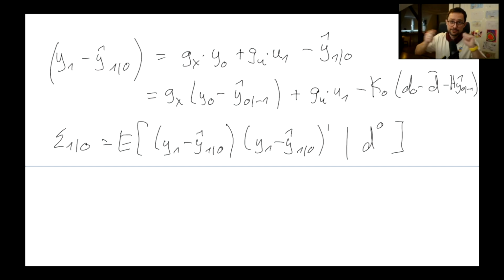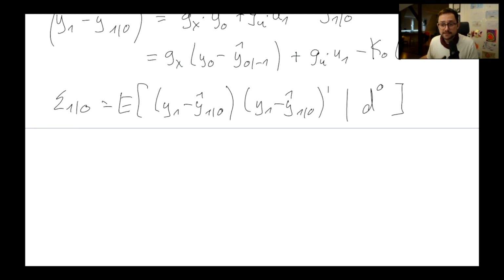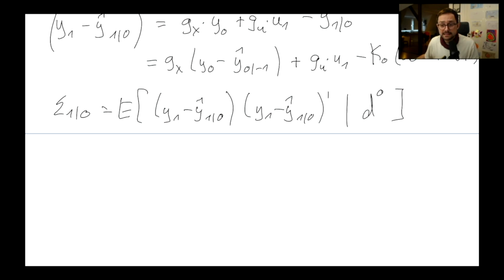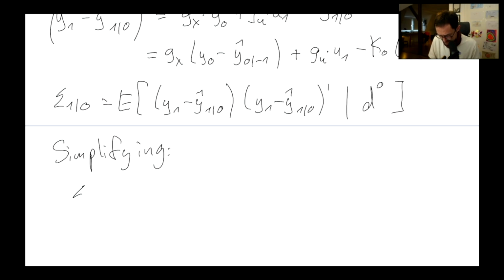Plugging everything in, rearranging terms, noting again that u1 and e0 are orthogonal to cross terms, we can do some algebraic things. I have the required steps in my notes for you. Here, I just want you to provide the end formula that we can get. This is not hard, but a little bit tedious algebra. We can simplify this to get the following equation.